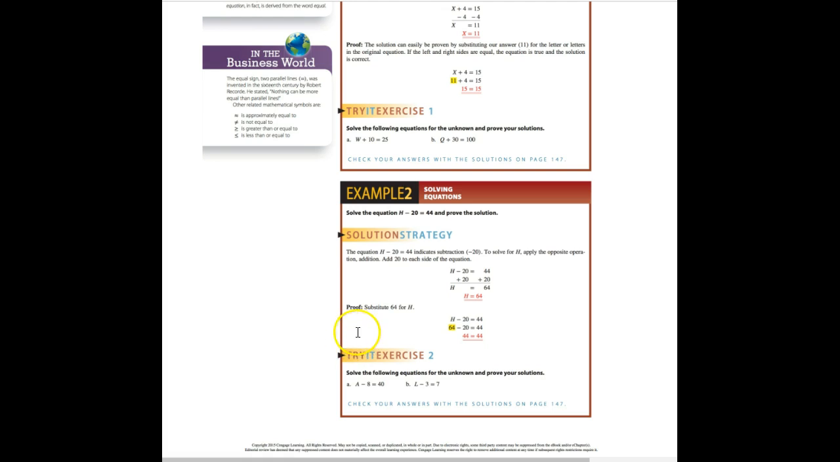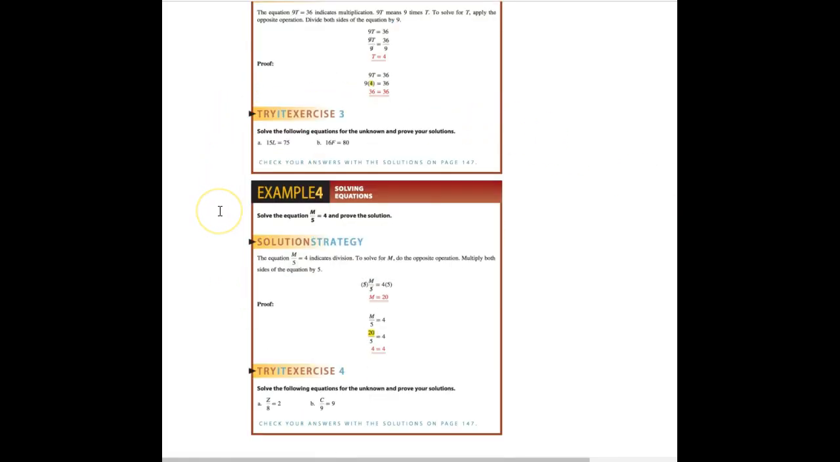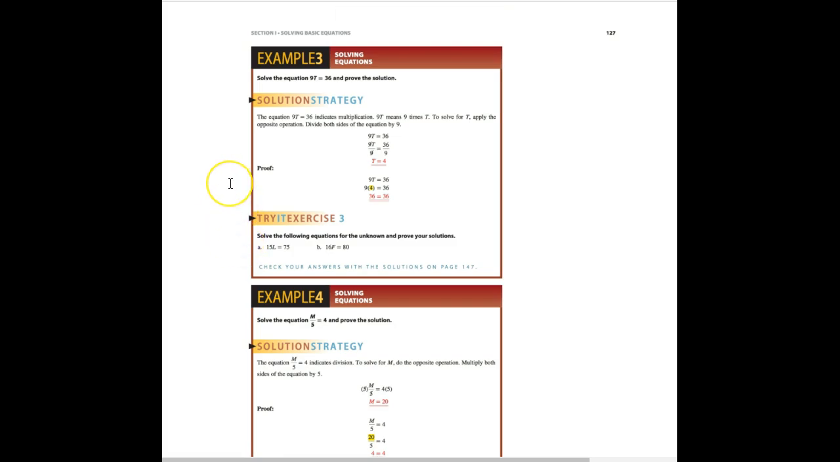So now it's your turn. Try it exercise 2. Try to solve these two problems and then come back to the video. Okay, you should have checked your answers on page 147. As always, you can email me with any questions or concerns, and I am always happy to help. Now we are dealing with examples 3 and 4. We're going to do these together, and then you can try both of these together.